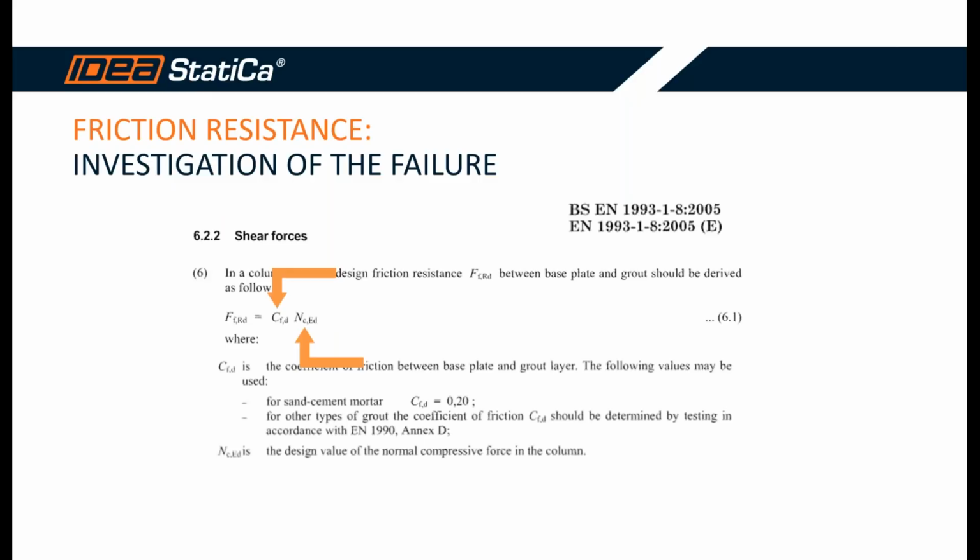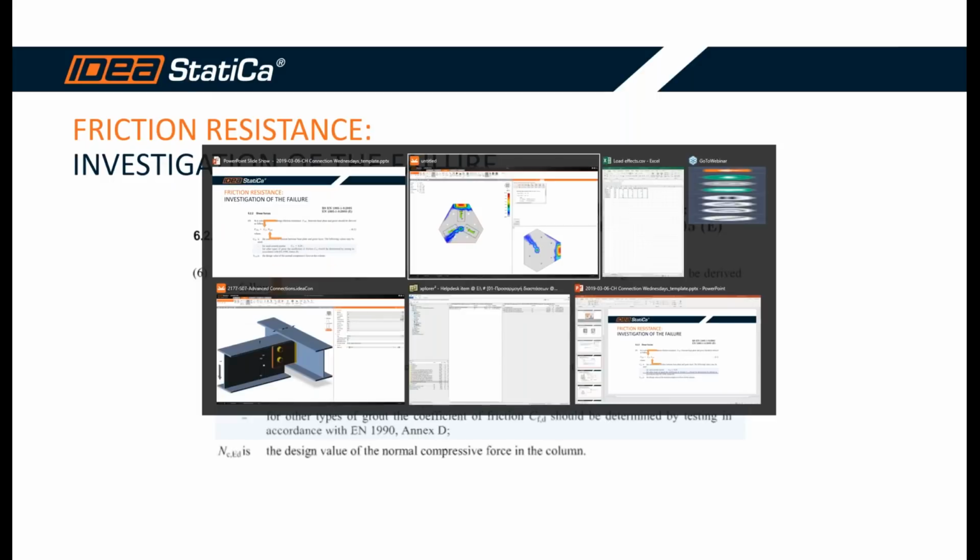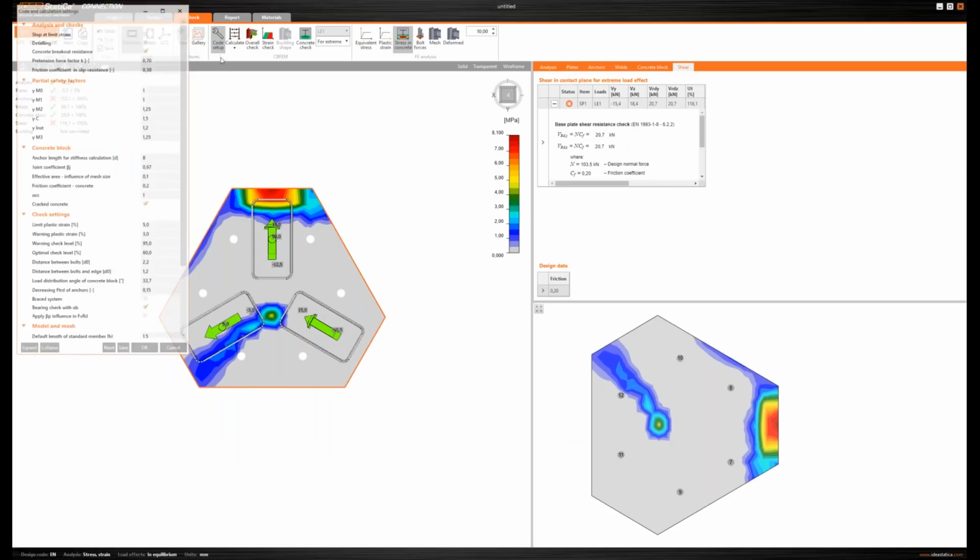In our case, the design value is given. We cannot change this unless we can influence the global design. But what we can change is the friction factor, which for sand cement is 0.20 according to the code, but for other types of grouting, this coefficient of friction can change. So in our case, let's say that we use a different grouting, which for example provides a friction coefficient of 0.3. We can replace this here and then calculate again.